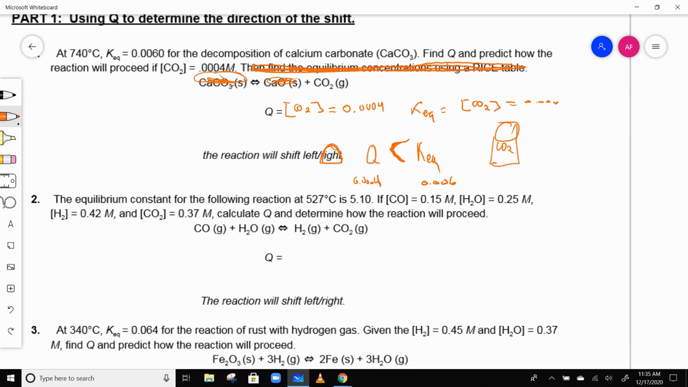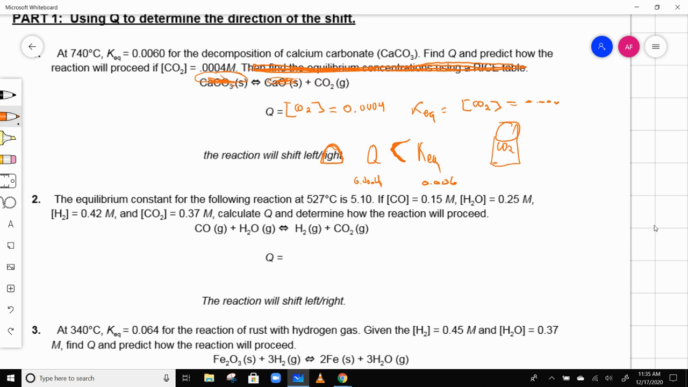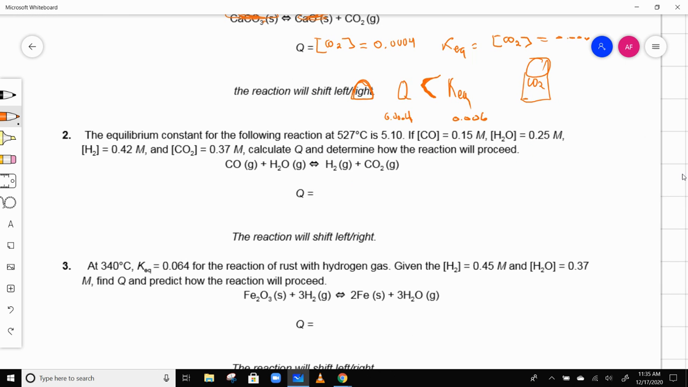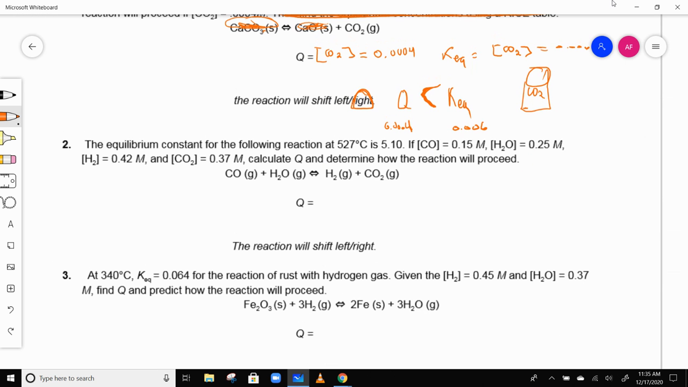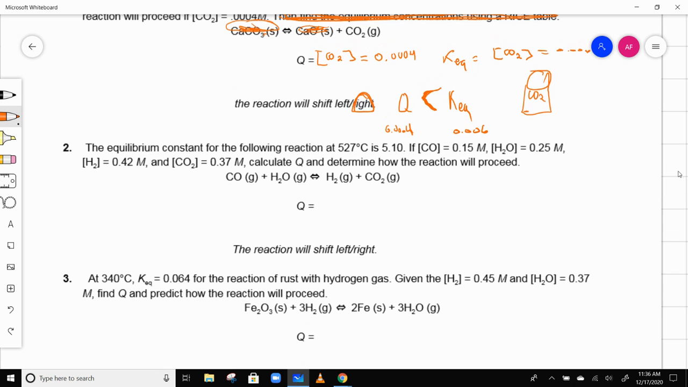All right, so we know the equilibrium is going to shift towards the products. It's kind of hard to see in that one because it's just one product. Okay. Number two is a little bit better example here.